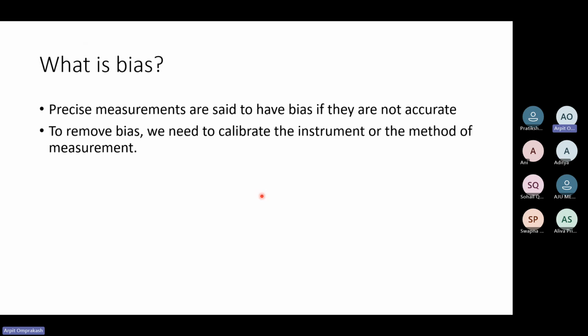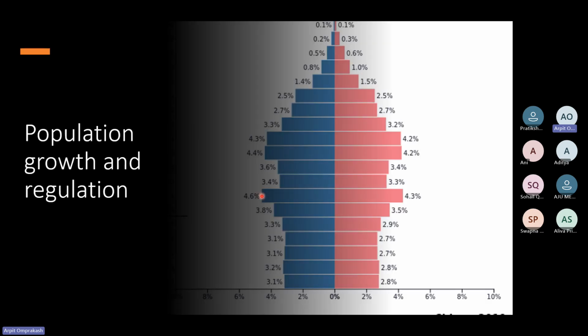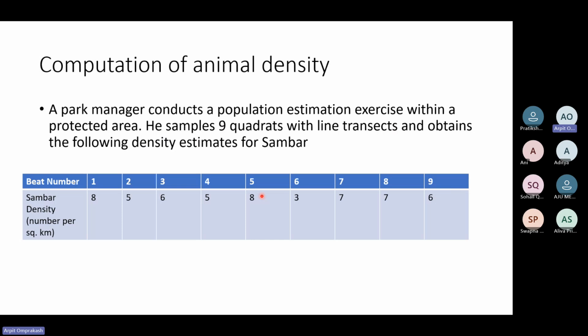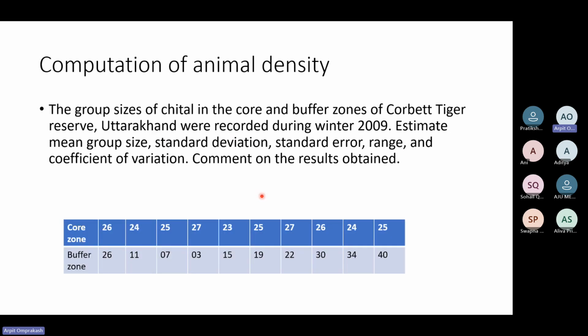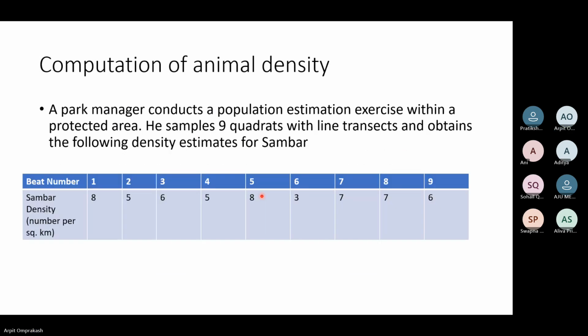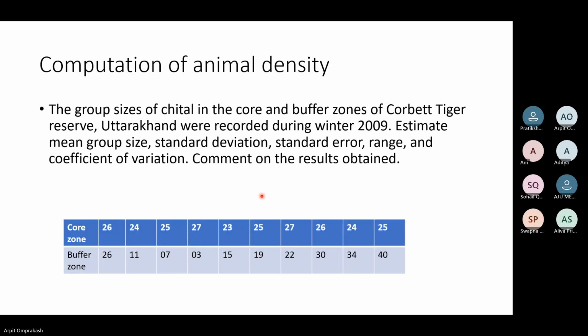Precise measurements are said to have bias if they are not accurate. So basically, precise measurements, since they are clustered together, are similar measurements. There might be some bias that is deviating the measurement that you're taking from the real value. And to remove bias, we can recalibrate or change our method of measurement. Right, remove bias. We talked about population growth and regulation. There are a few examples where we calculated things. Basically we calculated mean group size, standard deviation and all that by taking the average and using the standard deviation formula and all.